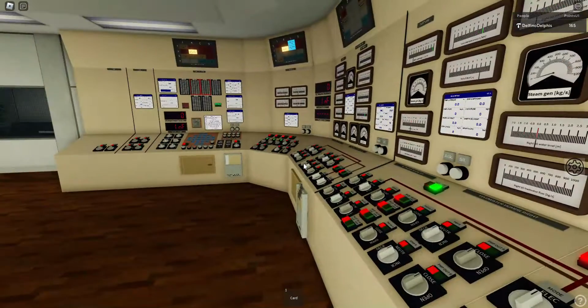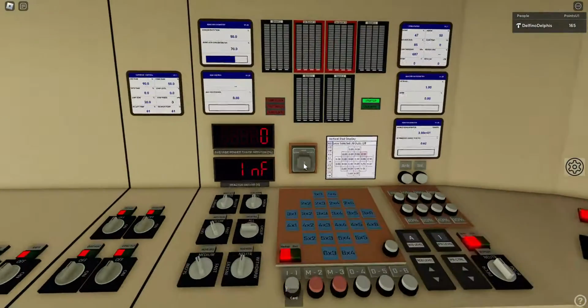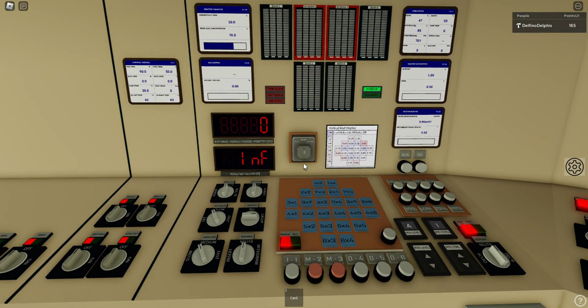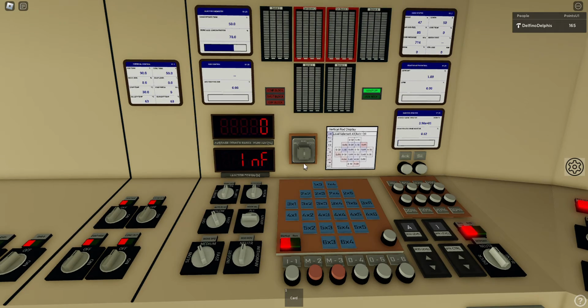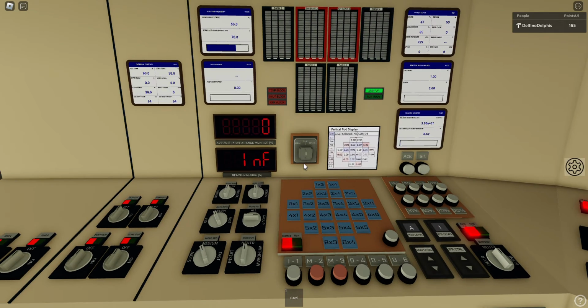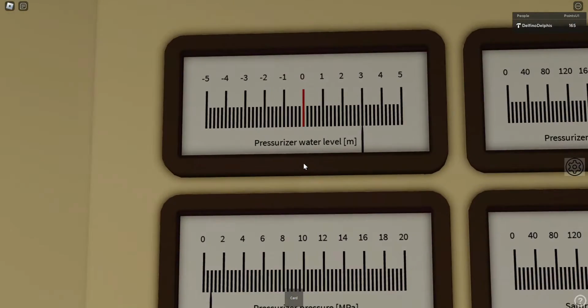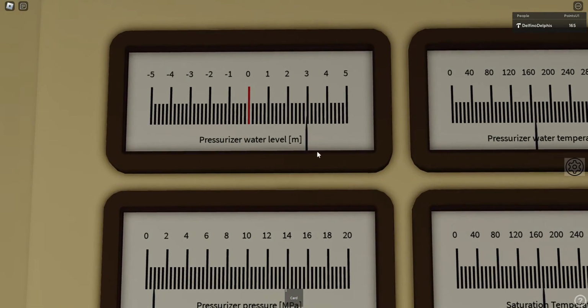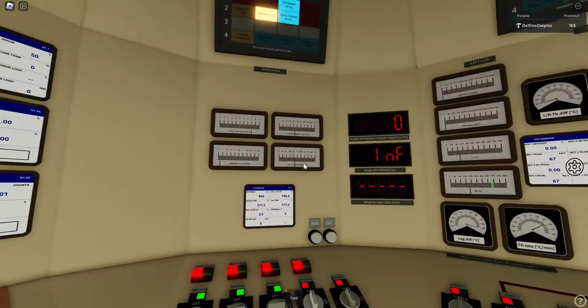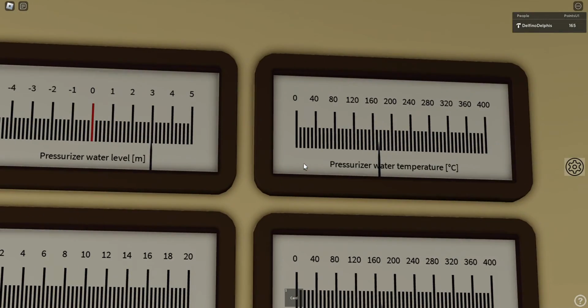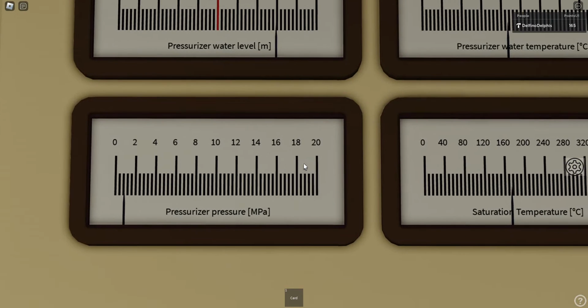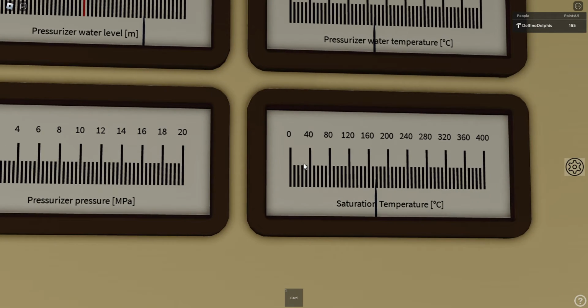Now I think I can start explaining everything. This is our reactor panel. I will describe this in just a moment. This is the pressurizer. You can see this is the water level in the pressurizer. This is actually also the water level in the reactor core. It's the same level because everything is connected as the primary system. We have the temperature here, pressure and saturation temperature.